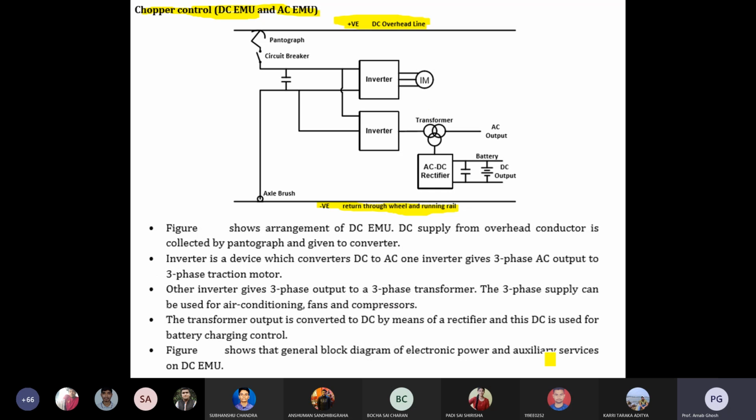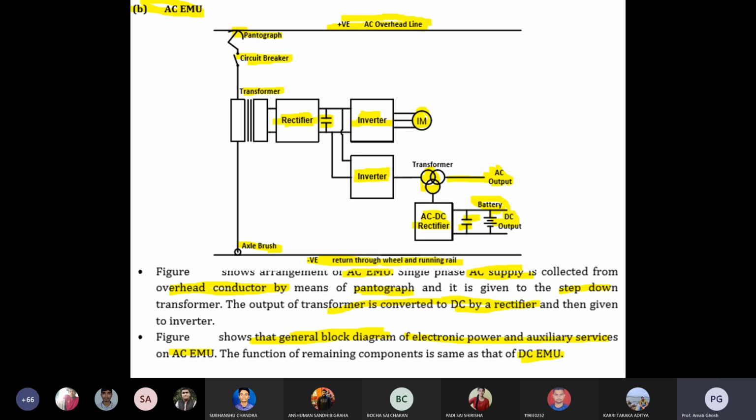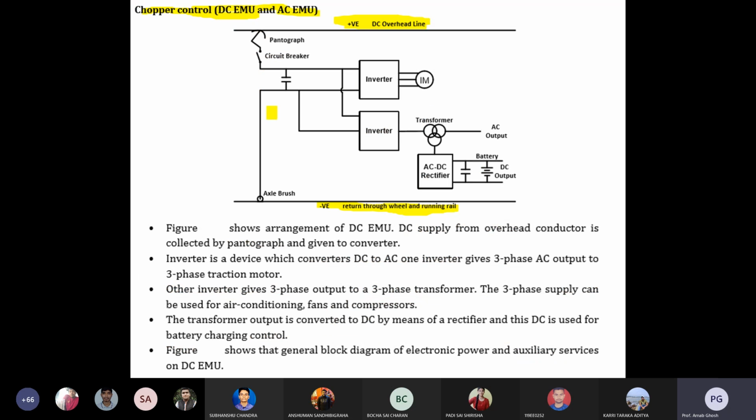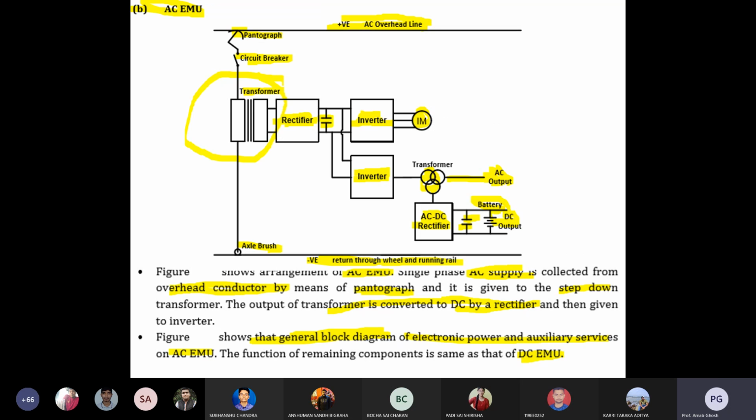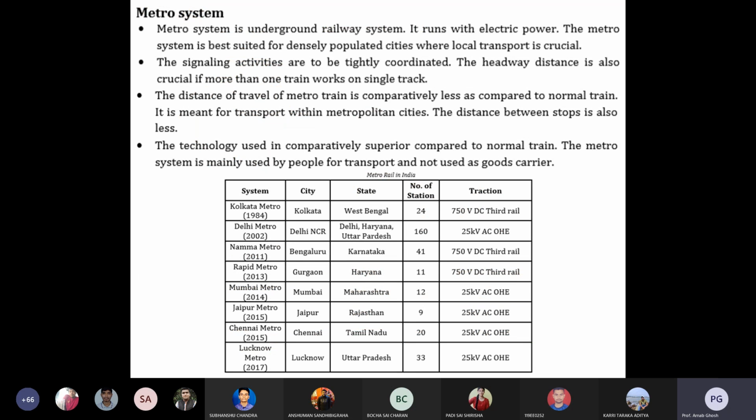In case of DCEMU, direct DC is there, so the transformer is absent. The rest of the portion is the same, but here you are using one transformer for that conversion.